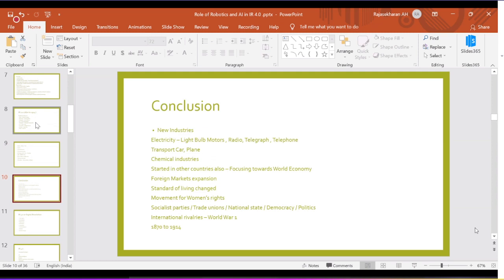The conclusion is that there were lots of job opportunities in electricity, radio, telegraph, telephone, and the chemical industry started coming. All of this was focused towards the world economy. And people started migrating from one place to another, capturing the market.